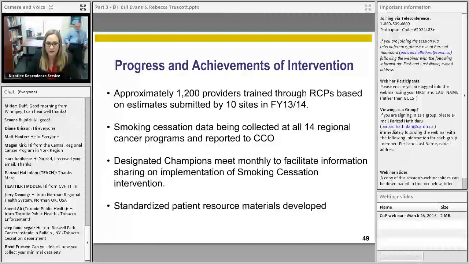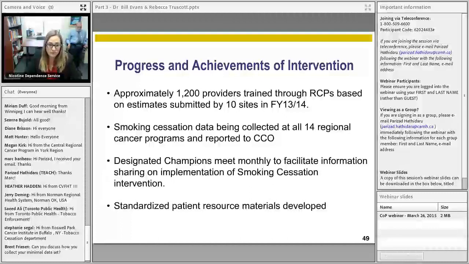So at this time last year, when we would have first received data from the RCCs, there were only 5 regions that were able to report the data to us on those performance metrics. So we're very pleased now that we can get data in from all 14 of them.